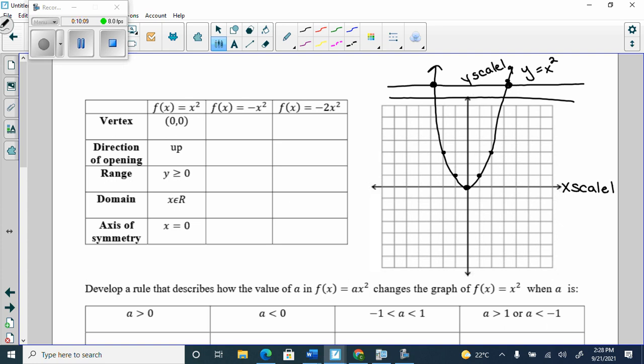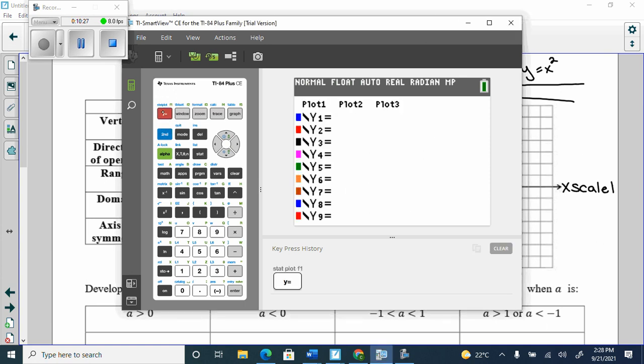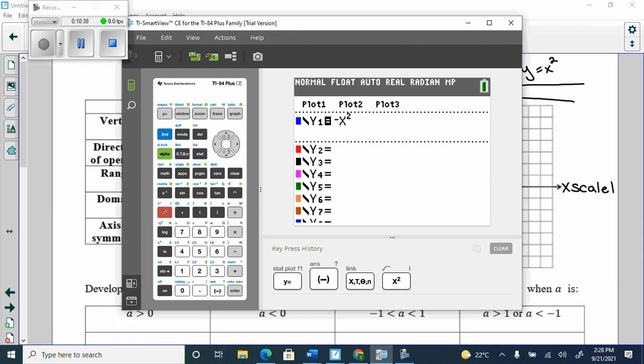So I now want to put in negative x squared. So in your y equals, type in negative x squared. I'll put that in marker left. So we're going to type in negative, not subtraction. We're going to type in negative, which is by our enter button. Negative x squared. And then we're going to graph.